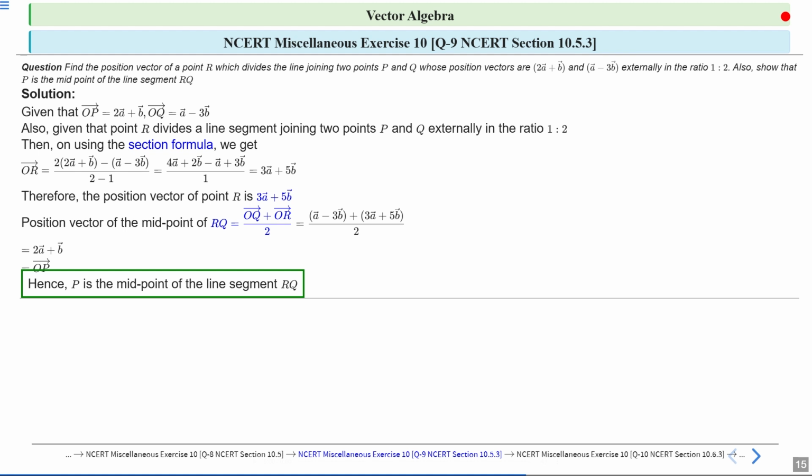Hence P is the midpoint of the line segment RQ. Clear?